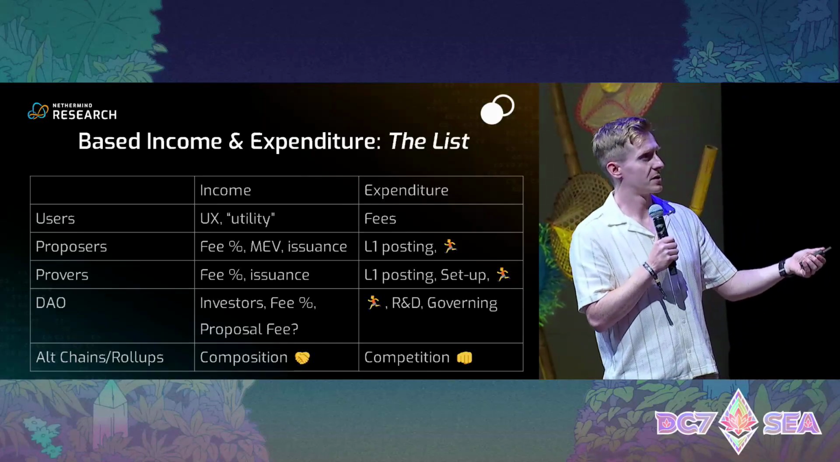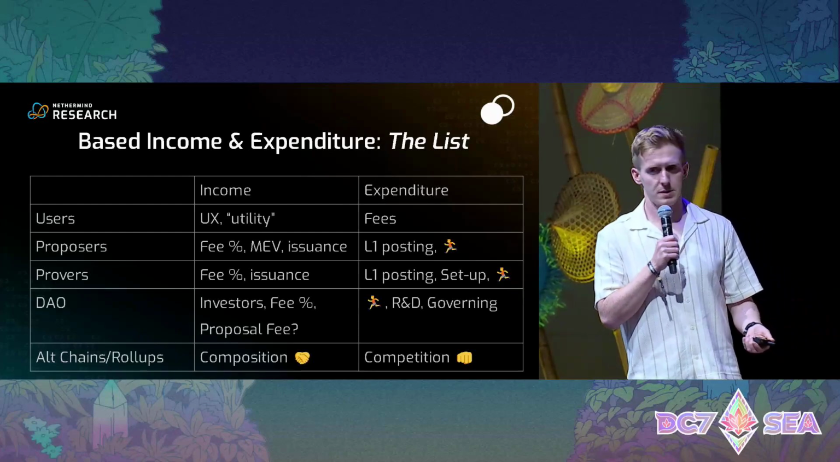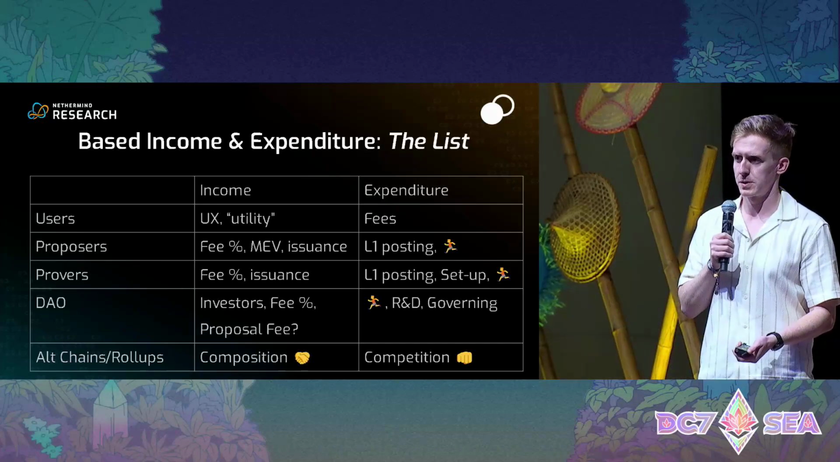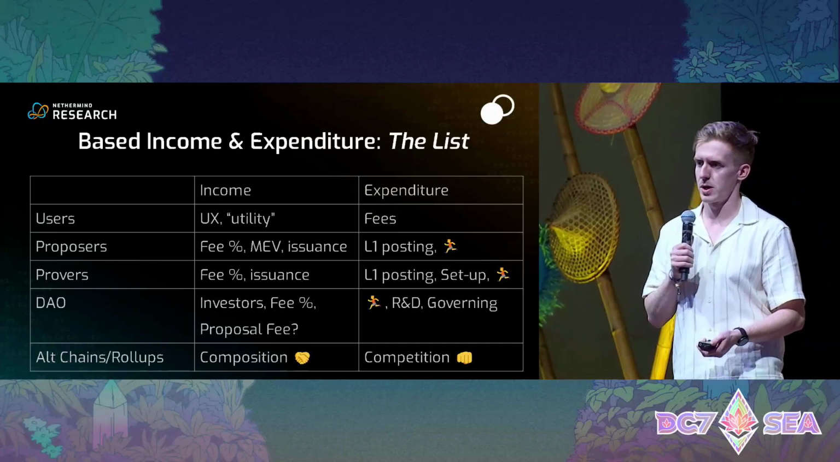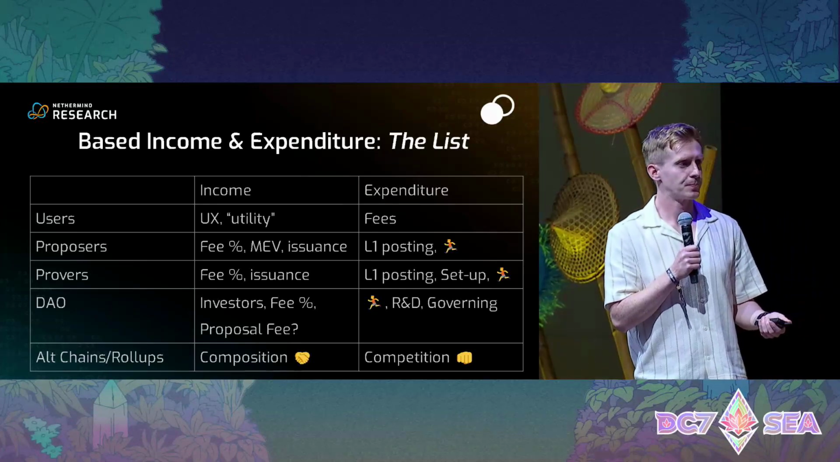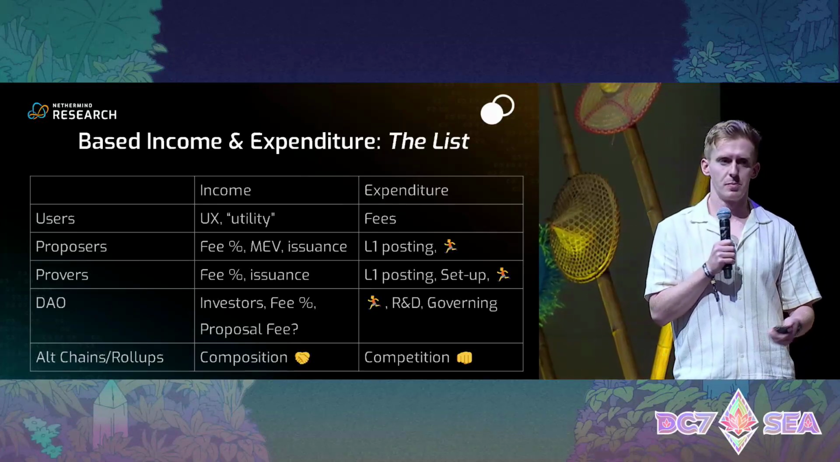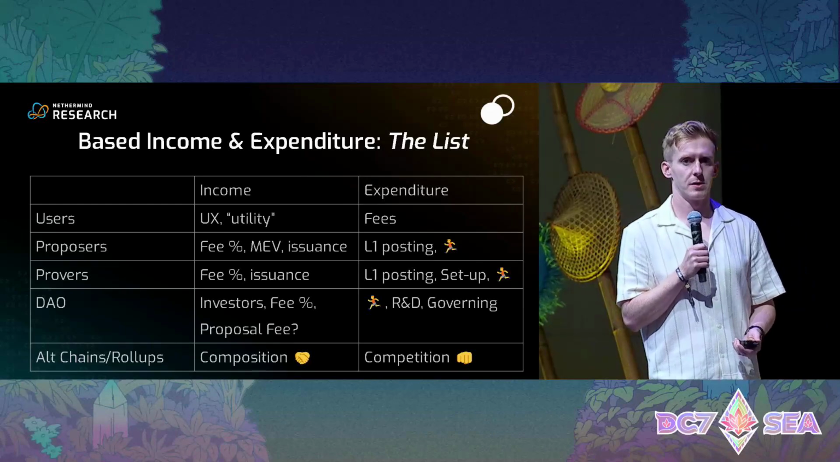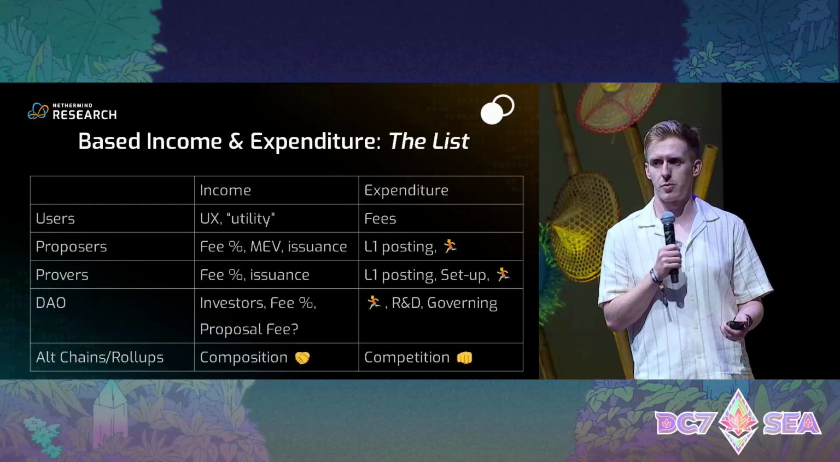And then we have these alt chains and rollups. So what do they actually mean? When these alt rollups compose with the base rollup, that could be seen as income, right? You're creating UX, you're creating improved utility for users, and that can allow you to charge more fees. But similarly, they also create competition, and with competition come tighter profit margins.